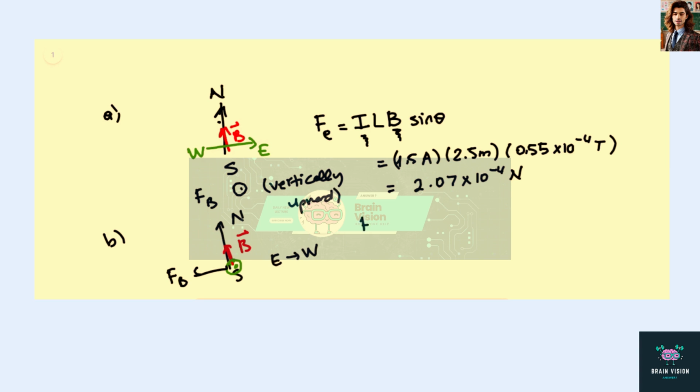And the magnitude is ILB sine theta. As you can see, the angle between I, green being I, and B is still 90 degrees. So sine 90 is 1. That's why we only plug in for I, L, and B. So we're going to see that we're getting the same answer as part A.